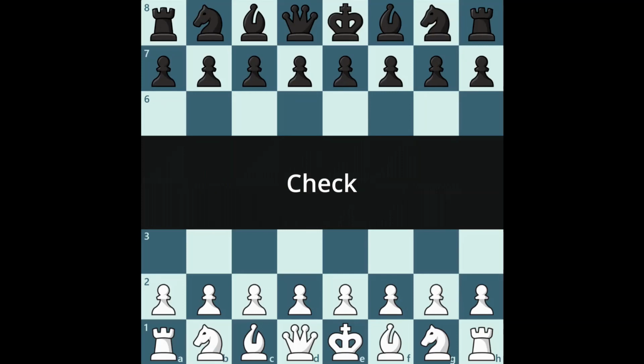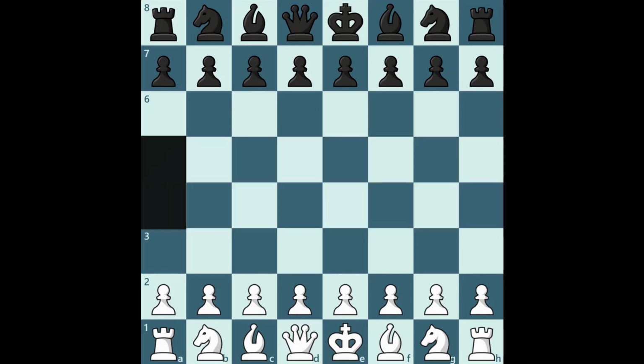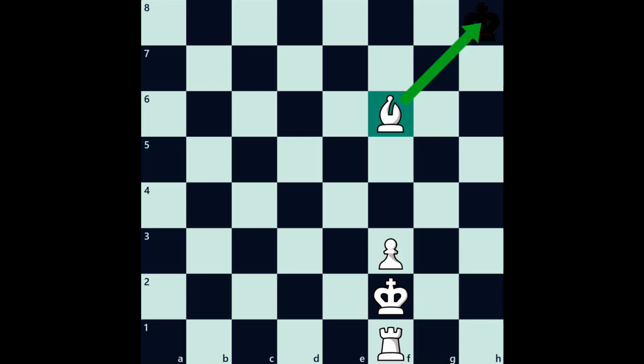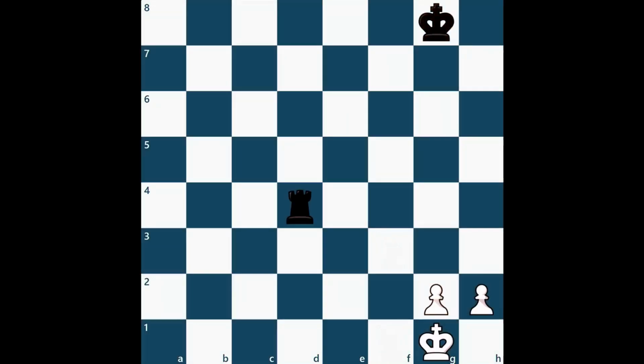Check is the word that is used when one piece is threatening to capture the other side's king. Check basically means look out, king in danger. Let's take a look at some examples of playing check. In this position, can you see how white can threaten to capture the black king? That's right, bishop to f6 check. White's bishop puts the black king in danger of capture, so black must deal with this check. In the next lesson, we will learn the 3 ways to get out of check.